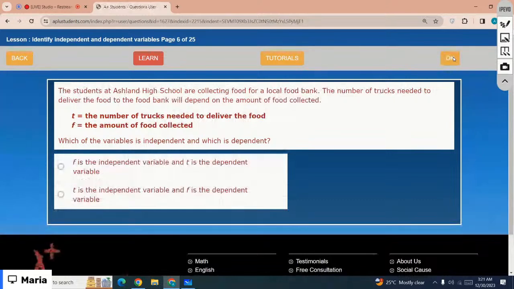The next one is: the students at Ashland High School are collecting food for a local food bank. The number of trucks needed to deliver the food to the food bank will depend on the amount of food collected. So T equals the number of trucks needed to deliver the food and F equals the amount of food collected. Which of the variables is independent and which is dependent? So which is the correct option?